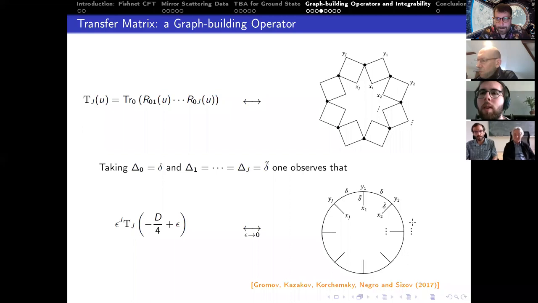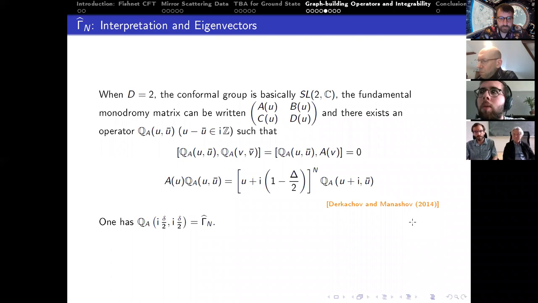Okay, for gamma hat n that we used earlier, it's a bit more complicated. The interpretation is less clear, but in dimension 2, it has been clearly explained. In this paper, the two authors diagonalize it. So first of all, in two dimensions, the conformal group is basically SL2C. So you also have a fundamental monodromy matrix, for which the auxiliary space is the space of the fundamental defining representation. So it's just a 2x2 matrix. The monodromy matrix has entries A, B, C, and D, each being an operator acting on the physical, infinite dimensional space. And in this paper, they diagonalized each of A, B, C, and D independently, I mean, separately.